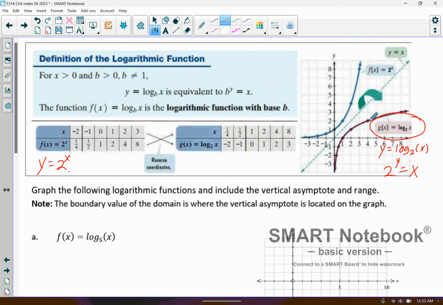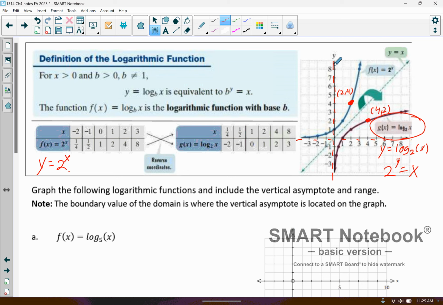You can see that on the graph right here with these ordered pairs. If you flip-flop the x and y values, this one was at 2, 4, and now it's at 4, 2 over here, right? That's true for all the points on the graph. Another thing about logarithmic functions is that they're going to have a vertical asymptote. The exponential functions had a horizontal asymptote, but logarithmic functions will have a vertical asymptote right there.